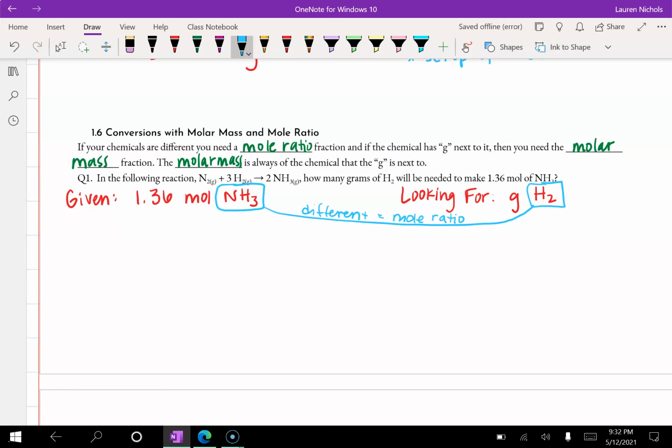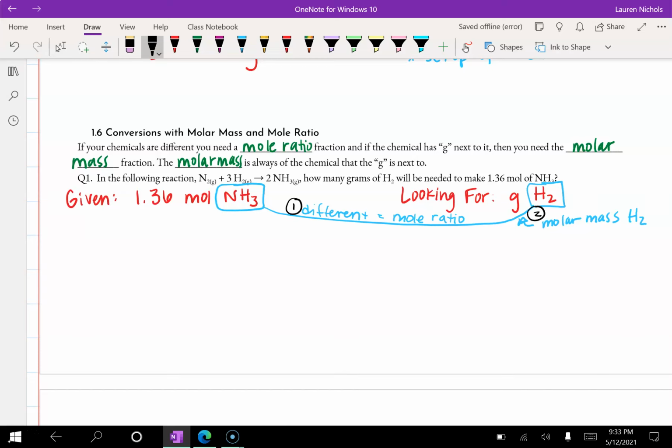And we also see that I have a G for grams. Now that means I need the molar mass. Now for this problem, we need the molar mass of hydrogen, but there is not a G for grams next to ammonia, so you do not need to calculate the molar mass of ammonia. In this case, we will only need two fractions. We'll need our mole ratio and we'll need the molar mass of hydrogen. Those will be the only two things.